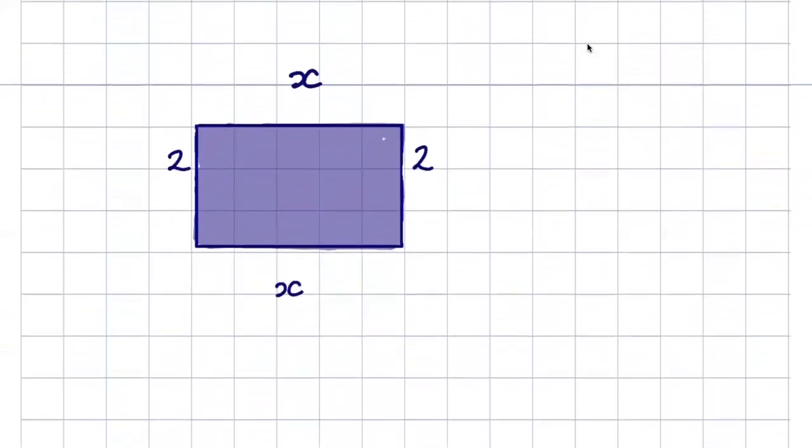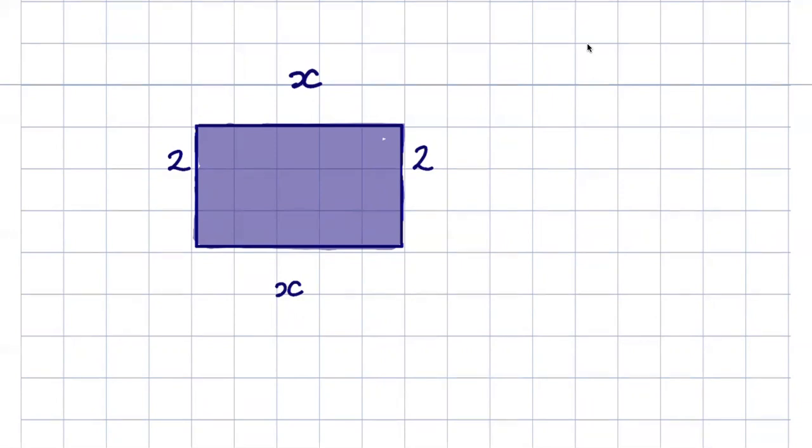Well, here's another rectangle. This one has x's and 2's. There are two different ways of working out the perimeter. I want you to try and do both, please. And can you work out what the perimeter is of this rectangle? You don't have units on here. I haven't put centimeters, meters, millimeters, whatever. So you're just going to produce a number and a letter perimeter. Okay, pause the video and have a go at trying to do that.